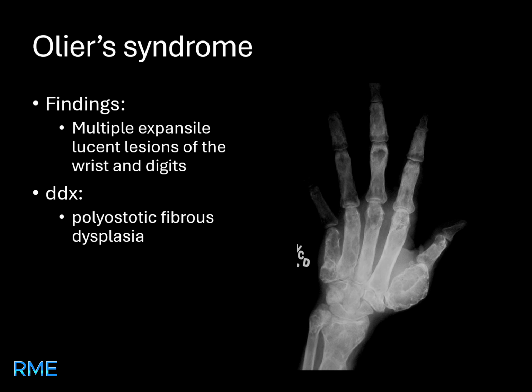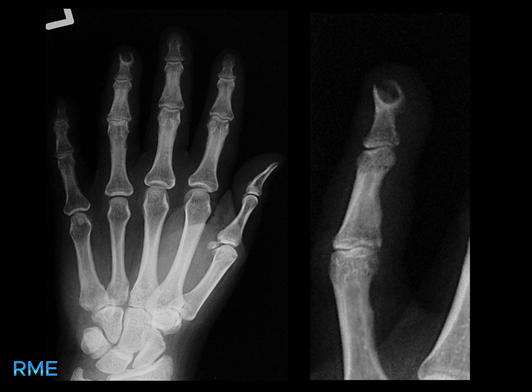Let's move to the next case. What abnormalities do you notice in this image? This image shows a very lucent round lesion in the tuft with a smooth sclerotic margin. These findings suggest a tuft epidermoid.